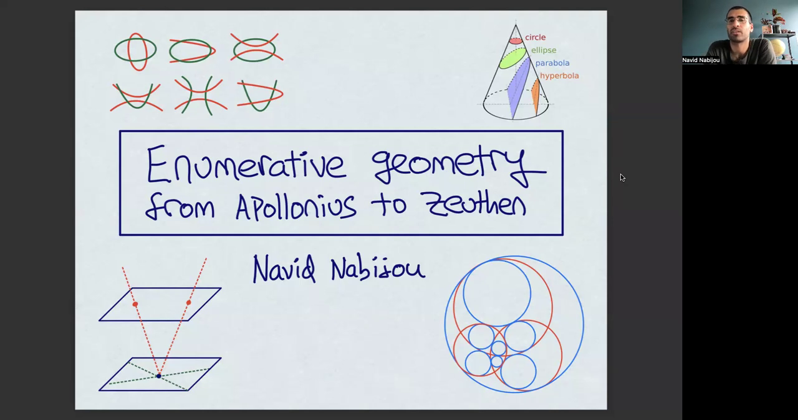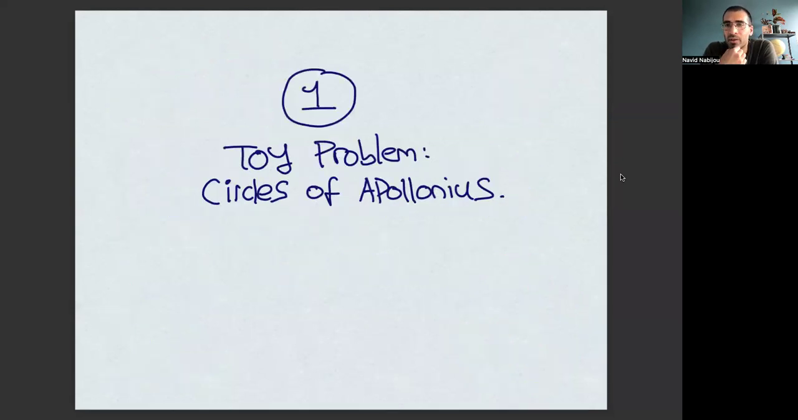I'm going to take you on a bit of a guided tour through some lovely examples and stories from the world of enumerative geometry. I'll give you some idea of the kinds of questions that we like to ask and the kind of techniques that we use to find answers to those questions. So we'll begin with the circles of Apollonius.